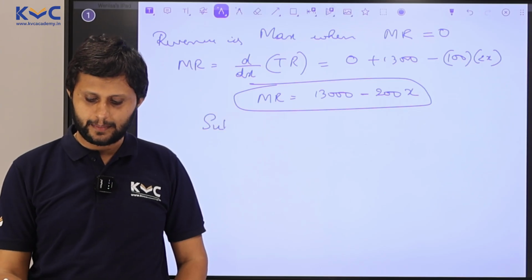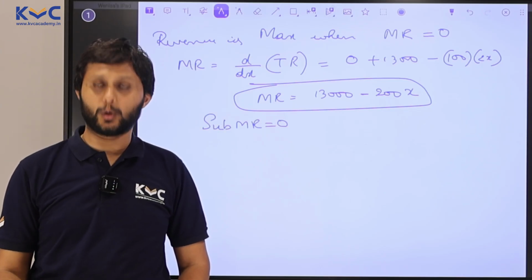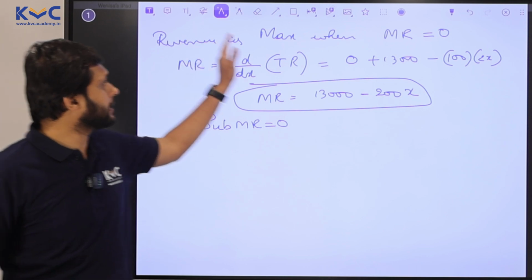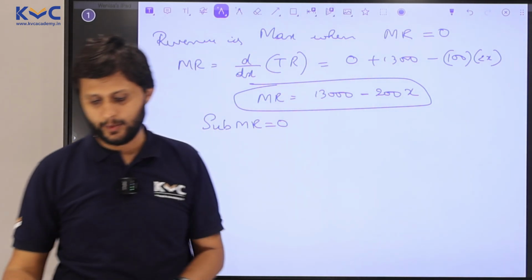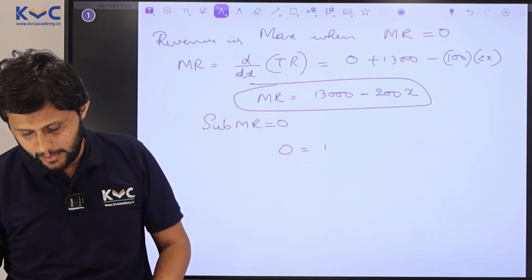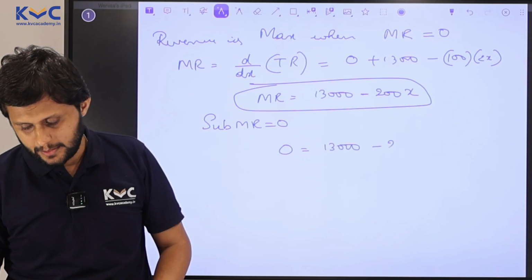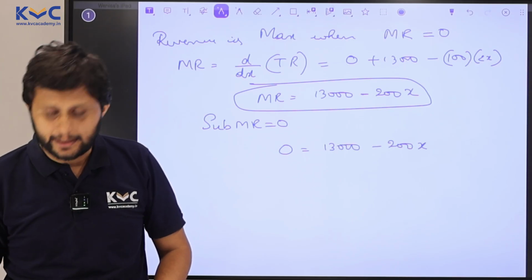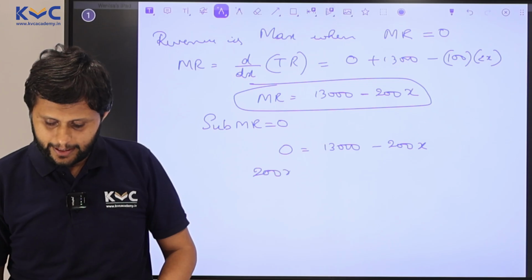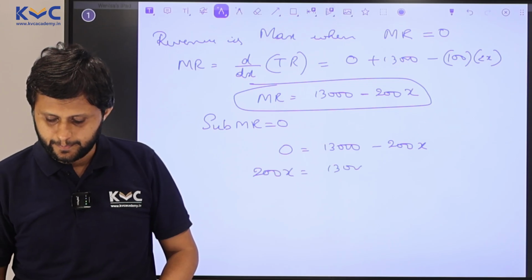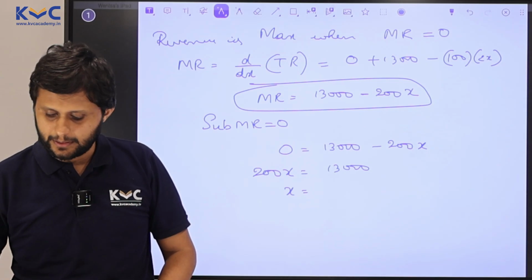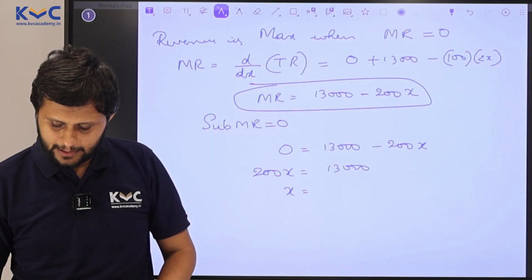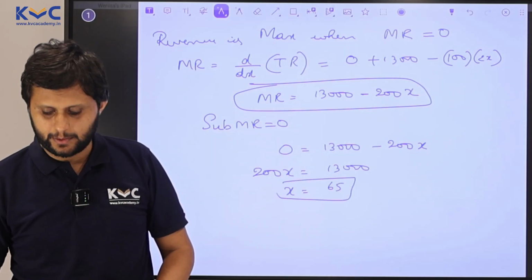Now substituting marginal revenue equal to 0. Why? Because of the first line that I've written, revenue is maximum when marginal revenue is 0. 0 is equal to 13,000 minus 200 into x. Take it to the other side. We have 200x is equal to 13,000. x is equal to 13,000 by 200. Isn't that 65? Yes. x is equal to 65.